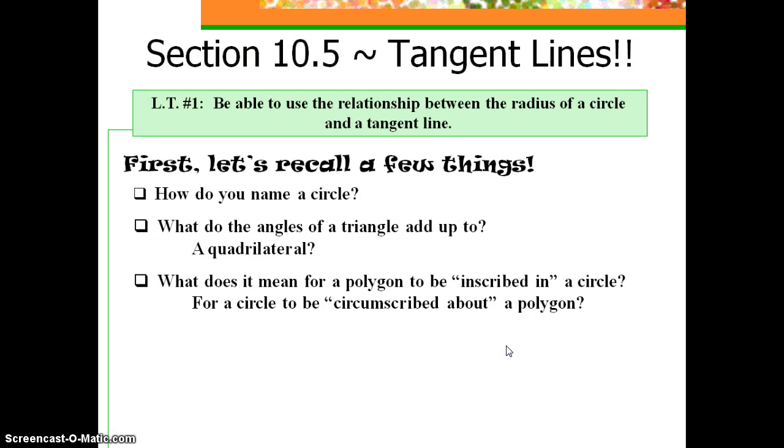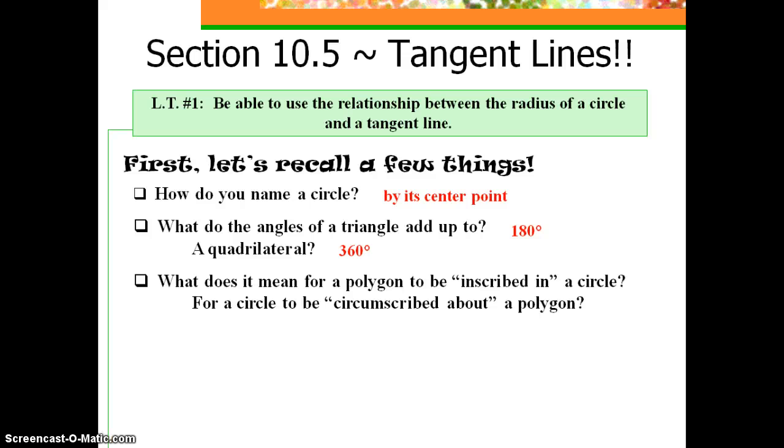Now we're moving on to section 10.5, which has to deal with tangent lines. First, let's recall a few things. How do you name a circle? You name a circle by its center point. So if the center point is labeled X, it would be circle X. What do the angles of a triangle add up to? The triangle adds up to 180. A quadrilateral adds up to 360.